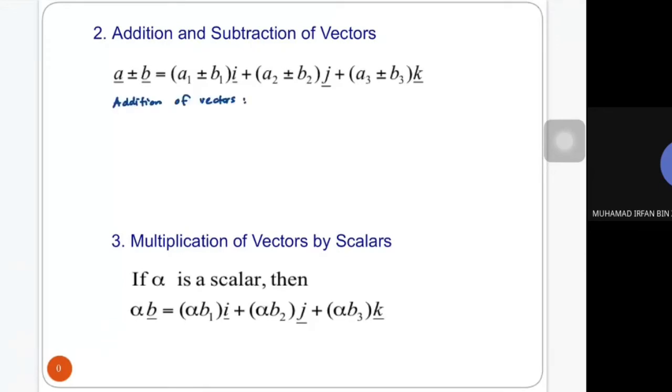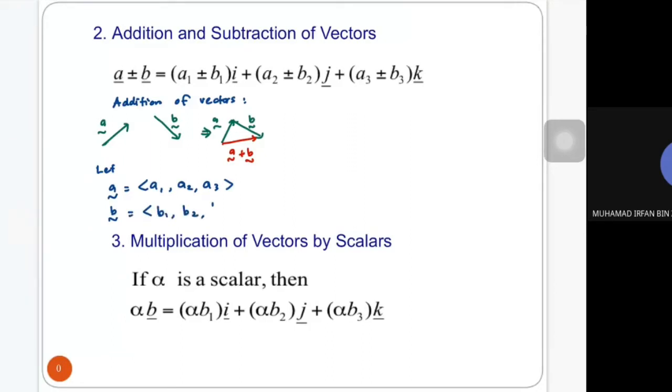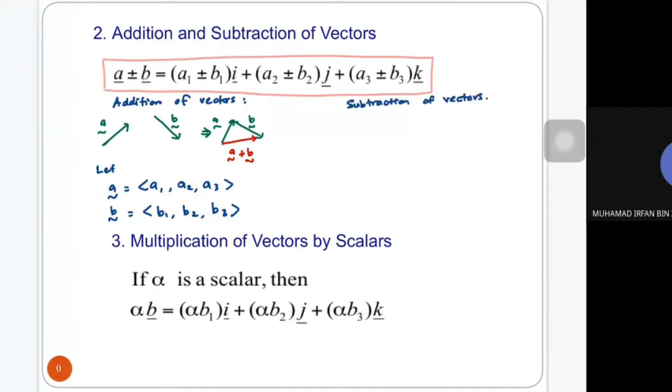Okay, the next part is the addition and subtraction of vectors. Addition of vectors: let's say you have one vector here, vector A, and another vector, vector B. So the addition here is A plus B. In this case, let vector A be A1, A2, A3, and vector B be B1, B2, and B3. So that's how you get this formula. Similarly for subtraction, let's say you have this vector A and this vector B. Vector negative B will be like this. So this is your A and this is your negative B. This is A minus B.